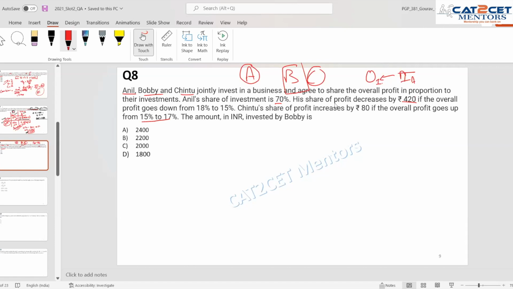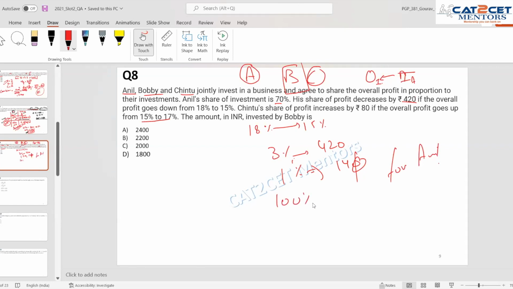If profit goes from 18 to 15%, Anil is losing 420. Okay, so in a 3% decrease, Anil is losing 420. So 1% of profit equals 140 for Anil. Sorry guys for the pen. For Anil, that means 100% profit how much is it? 14,000. And we can say 100% profit equals the amount invested by Anil. Okay, so we found that Anil invested 14,000 rupees.